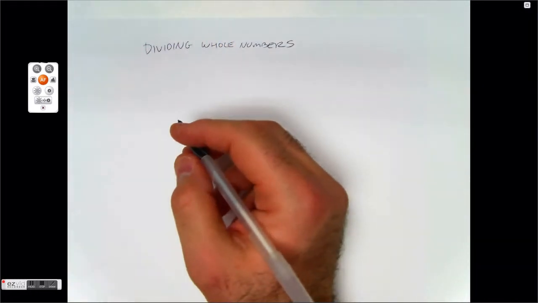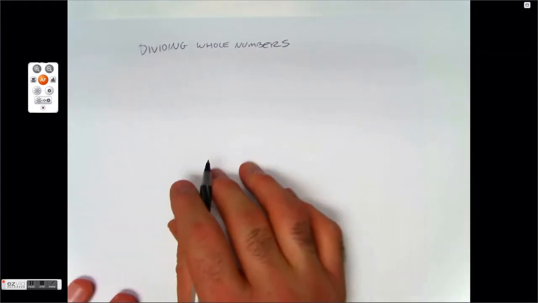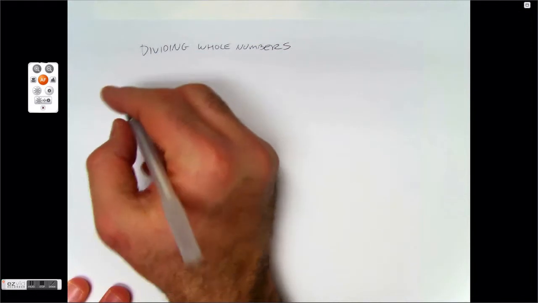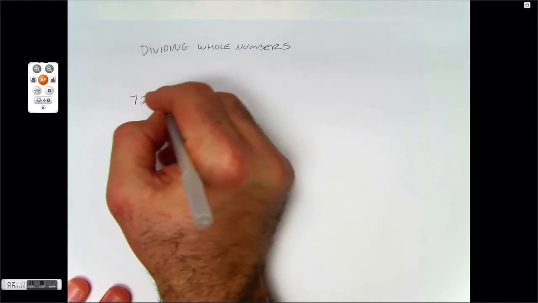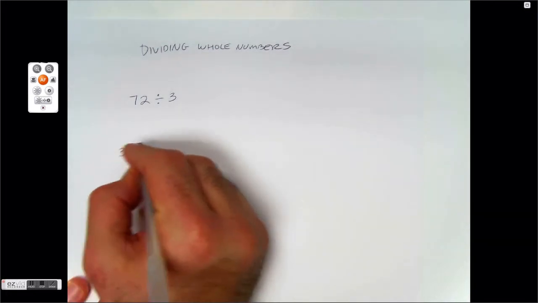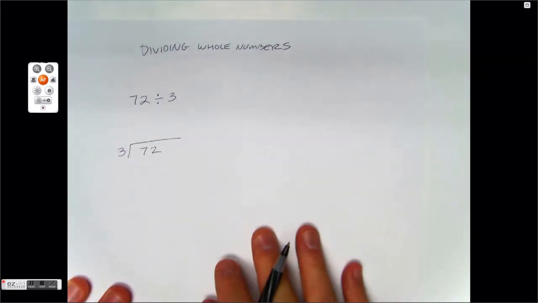Now, dividing whole numbers is similar to multiplying whole numbers. You don't have to just work with the ones that are alike. Let's look at an example. If I had 72 divided by 3, I ask students, how do you do this? And they write this notation here.